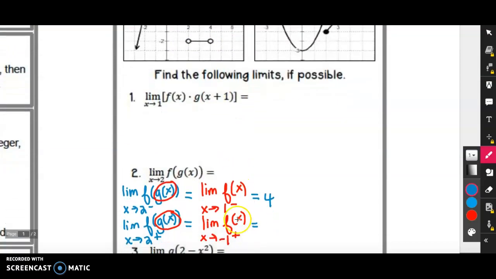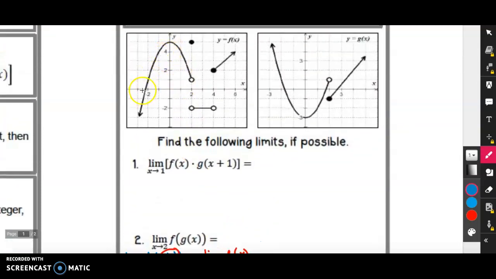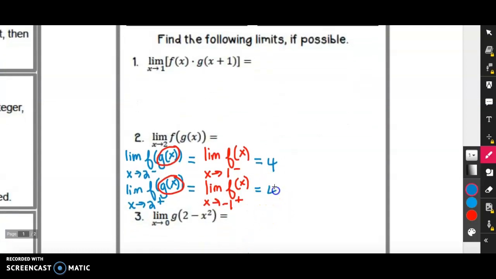And then for my second limit, it says limit of f of x as x approaches -1 from the right-hand side. So I approach -1 from the right-hand side. I also get 4. So the answer to this question is 4.